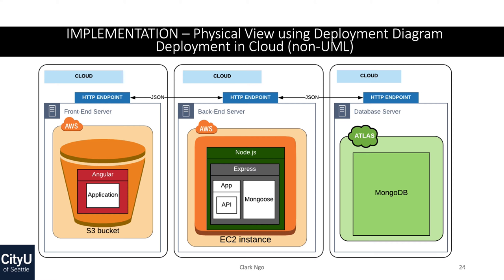And the author also created his own version of the deployment diagram. This basically shows you how to easily spot the front end using the S3 bucket, the back end using the EC2 instance, and the database server using MongoDB Atlas. And it also shows that the HTTP endpoints communicate using JSON data.